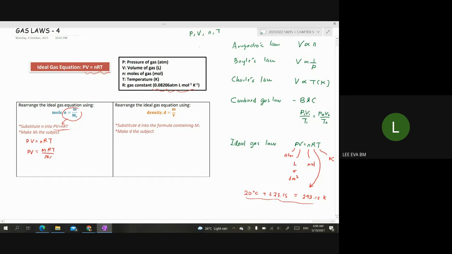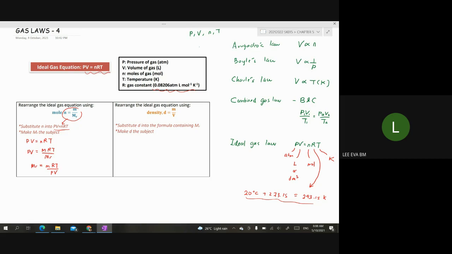Okay, and then the next one asks you to make the molar mass the subject. When it asks to make a subject, you just simply rearrange. So we want the molar mass as our subject. So put it on the left-hand side, and then you just rearrange: mRT over PV. So here you go. You have an ideal gas equation which includes the mass and the molar mass. Is that okay? Yes, madam.